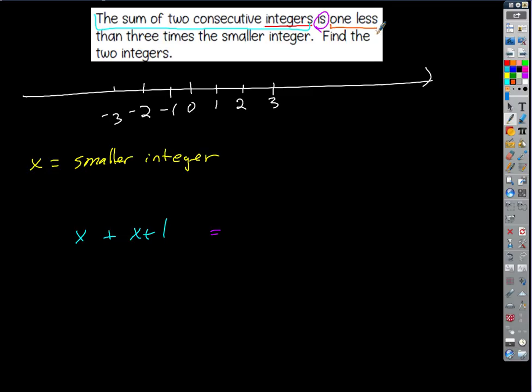1 less than 3 times the smaller integer. So, okay, 3 times the smaller integer would just be 3x, right? But if we want to do 1 less than that, then I've got to take 1 away. Do you agree? Okay, so now it's a piece of cake from there, right?